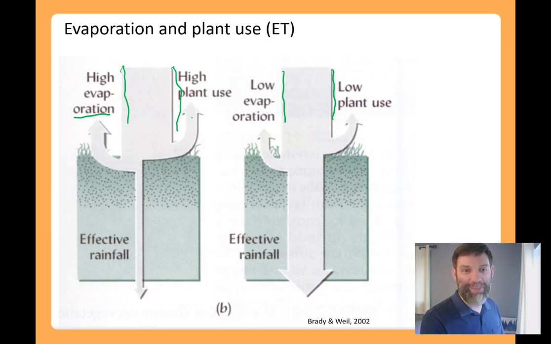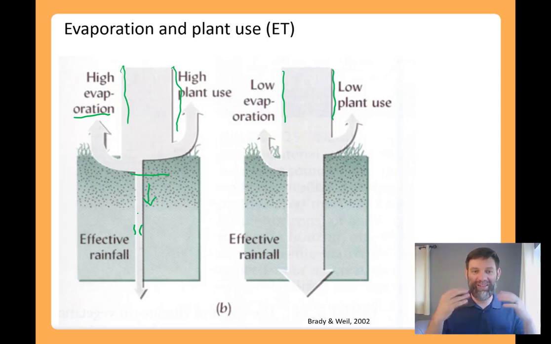If we have high plant use, corn might use a lot more water than wheat, a tall grass prairie might use more water than a sagebrush. So depending on your plant community, you're going to have different plant uses. On the left here, we're doing a high ET, high evapotranspiration scenario, which doesn't leave very much water to make its way through the soil, right? Just this skinny little arrow. A little water made its way through.